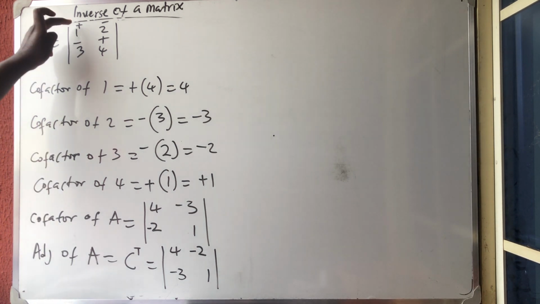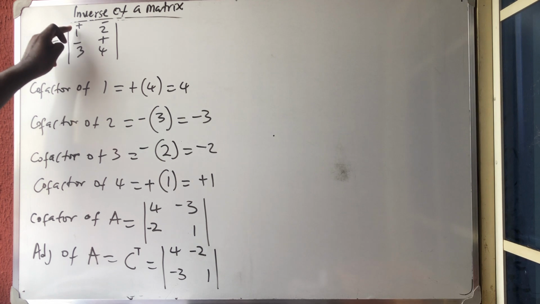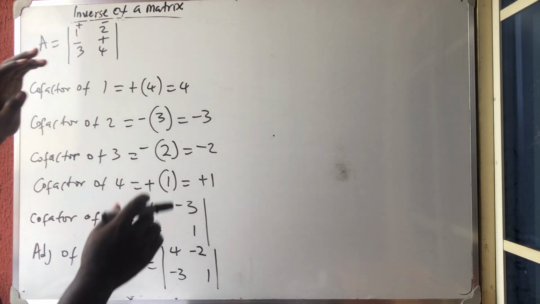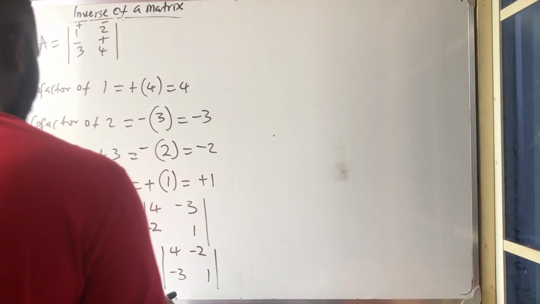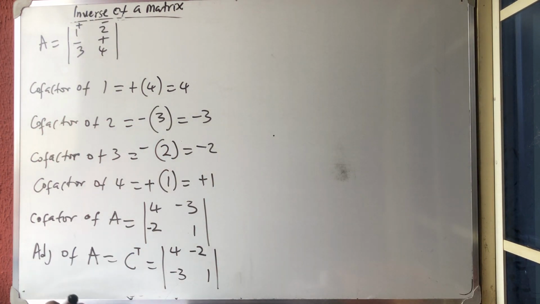So please note that if here is plus, the next line should be minus. The two signs cannot be in the same place. Okay, they cannot be together. So this is the cofactor of this.